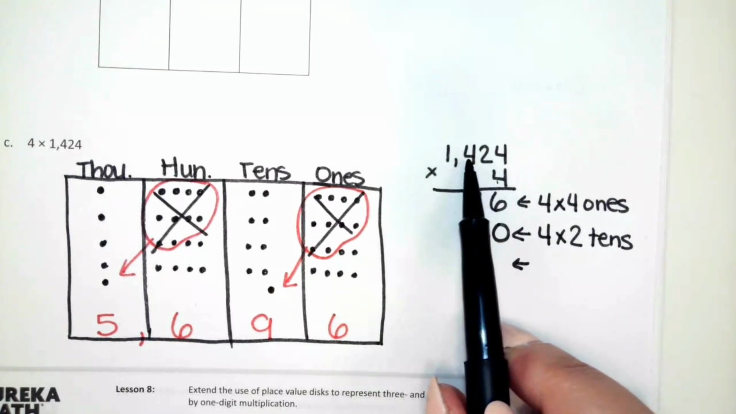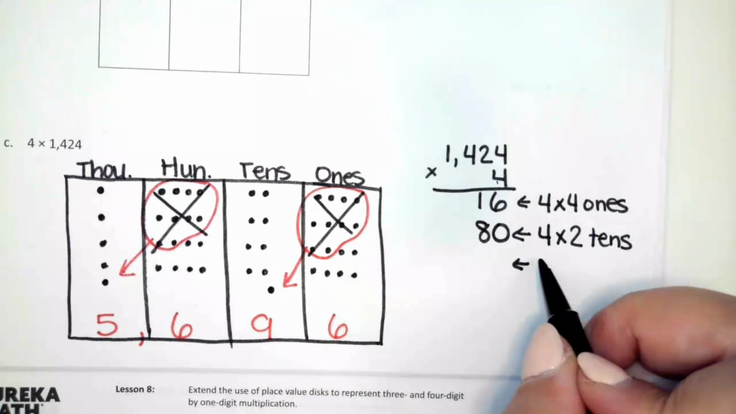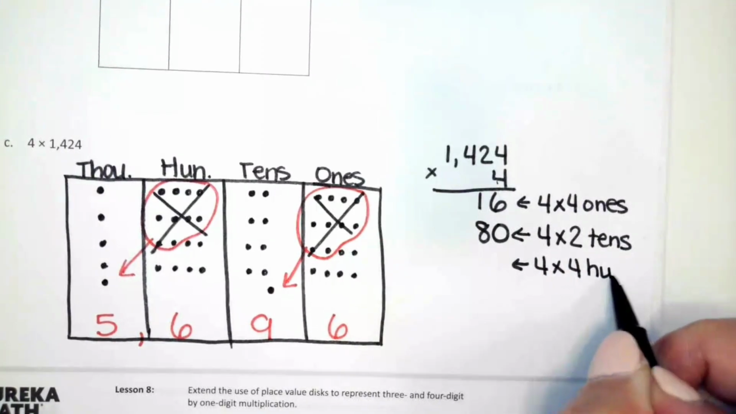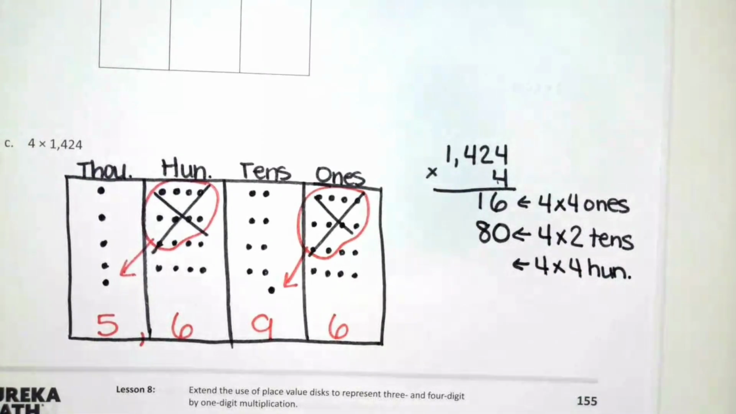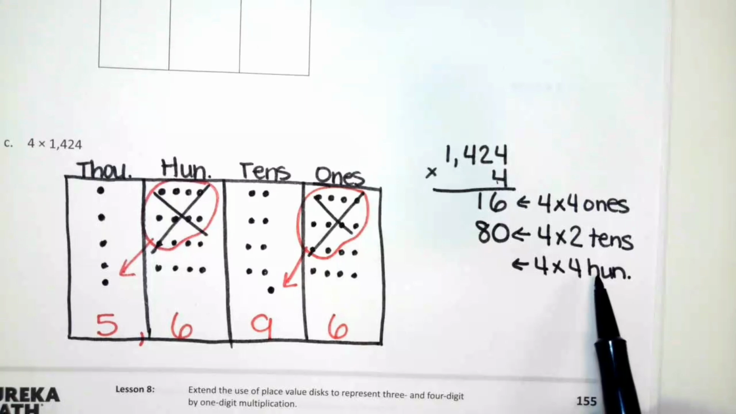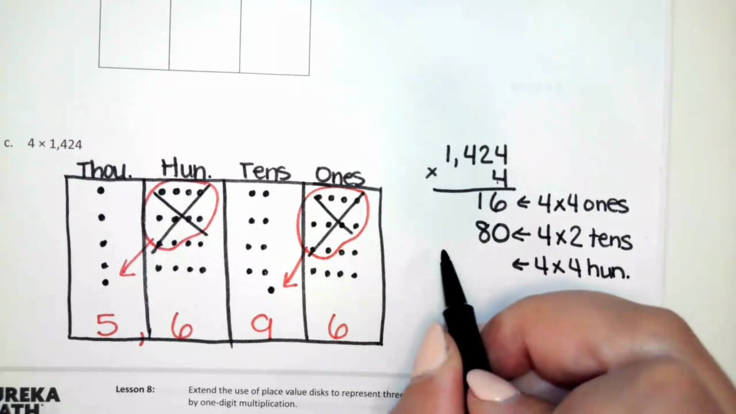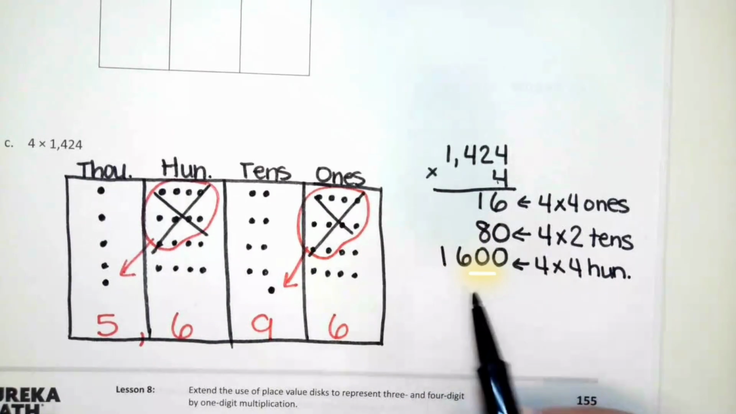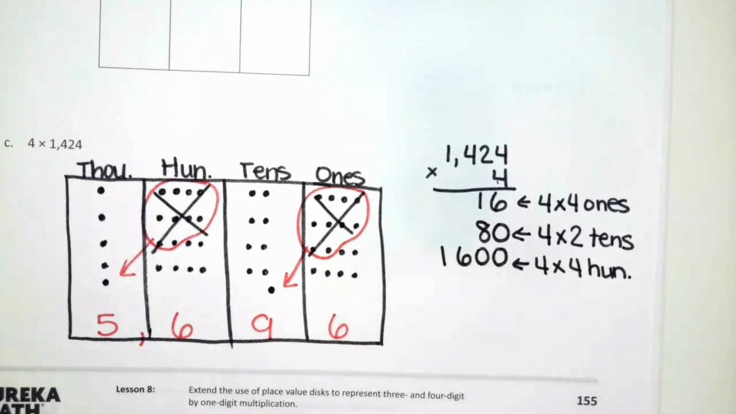So 4 times 4 hundreds. What's 4 times 4 hundreds? 4 times 4 is 16. What is 16 hundreds? What would that look like? It looks like this, 16 and then 2 zeros. Another name for 16 hundreds is 1,600.